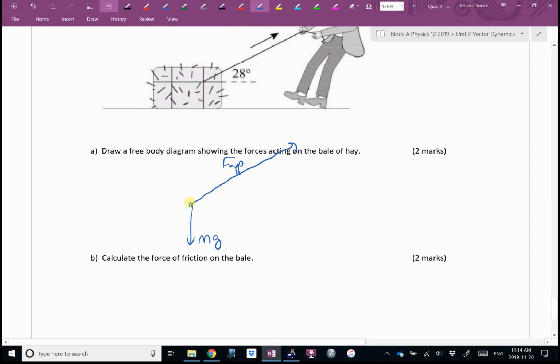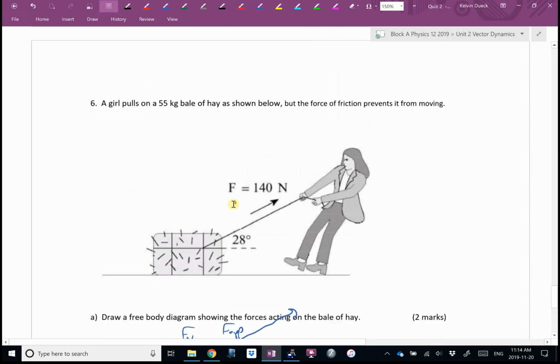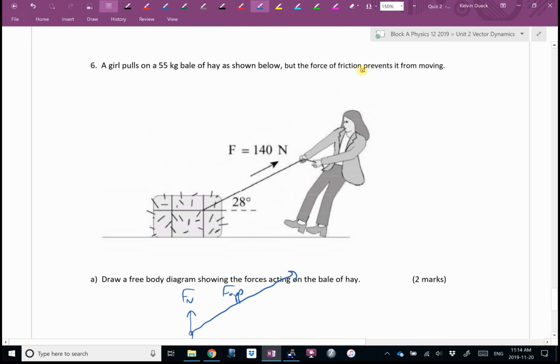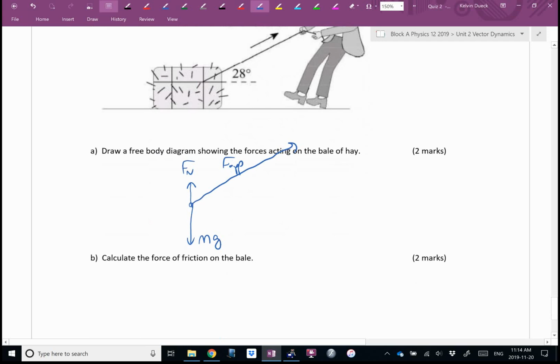So if you did not make the normal force noticeably smaller than mg, I would take off some marks, and I'll show you how that's going to work in a second. What else? Friction? How big? Well, the fact that it says prevents it from moving means my acceleration is what? As a number exactly? So that means the forces are balanced. I would be drawing friction, so if I broke this up into its components, friction should be just as long as Fx.